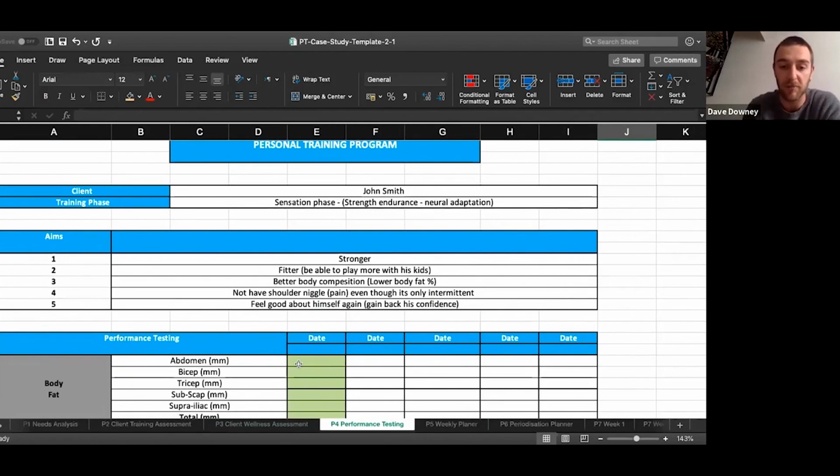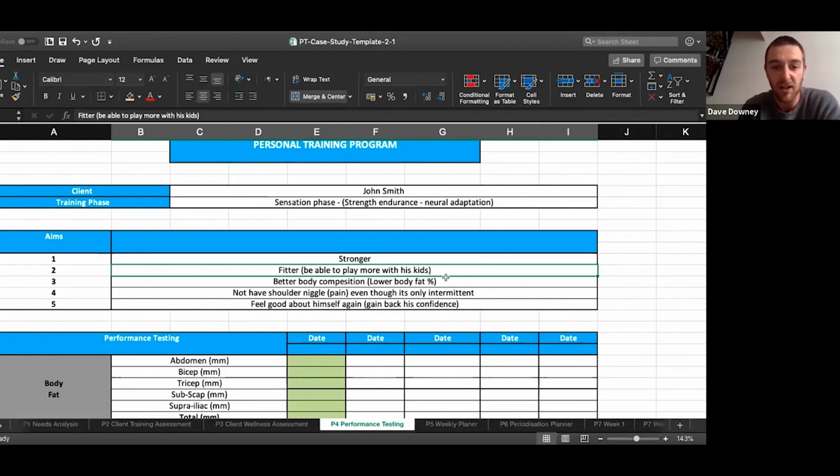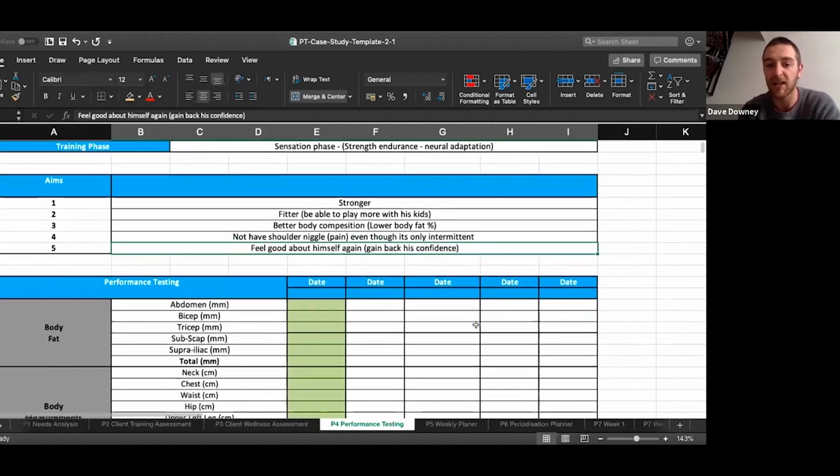So when we move forward into performance testing, this is your assessment before you even program, which Shane said is very important. The main goals or aims for John: one, he wants to be stronger. Two, he wants to be fitter so he can play with his kids. Three, he wants better body composition. Obviously we all want to look better, it's part and parcel with going to the gym. Four, for himself, to not have that niggle or pain in his shoulder, even though it's intermittent. So he wants to negate the pain coming from the upper torso, upper back and shoulder, which we can touch on with programming. And the last one, just to get his confidence back.